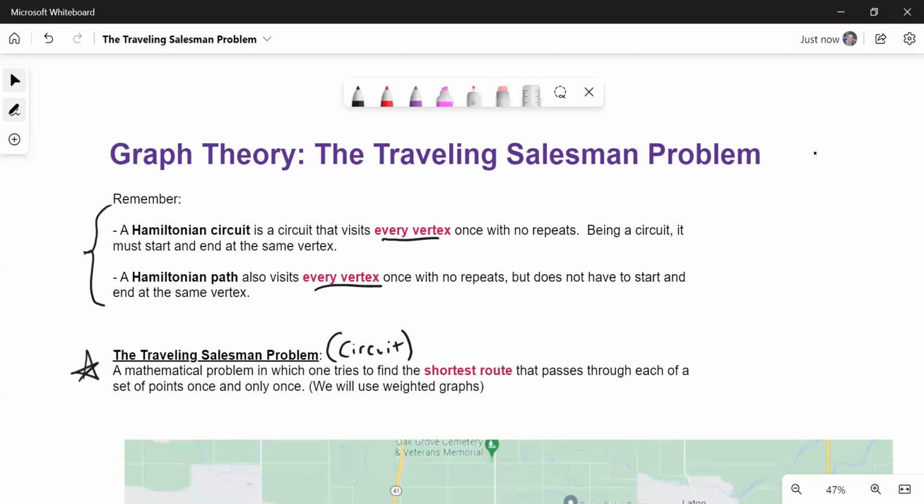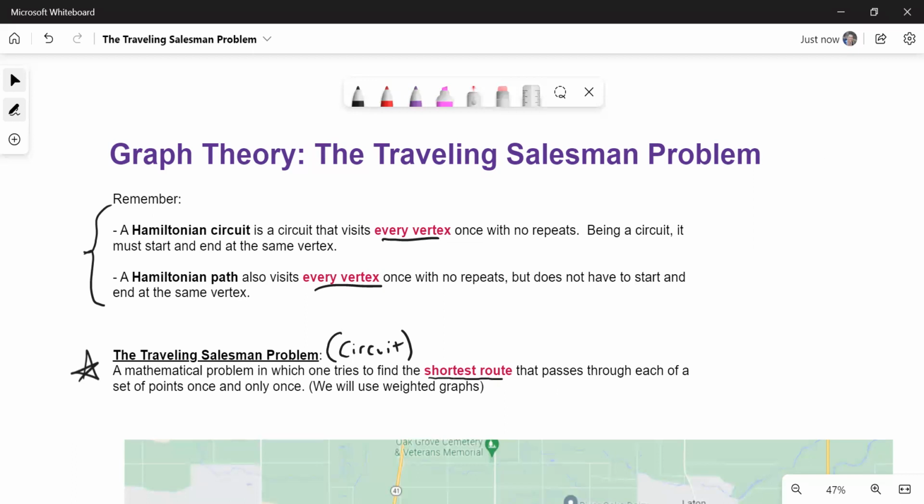The reason is that the idea of a traveling salesman is that a traveling salesman might start at a particular city, maybe your home base where you live, and travel to a variety of cities on a sales tour, and then eventually come back home because you always want to come home after your tour is over. So here is the definition for it. The traveling salesman problem is a mathematical problem in which one tries to find the shortest route.